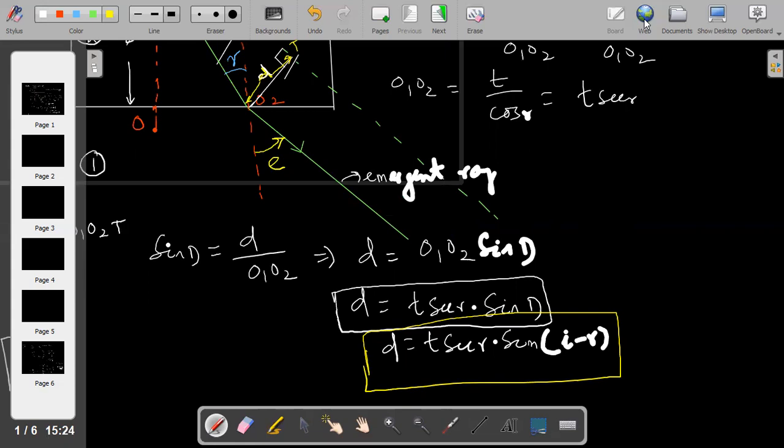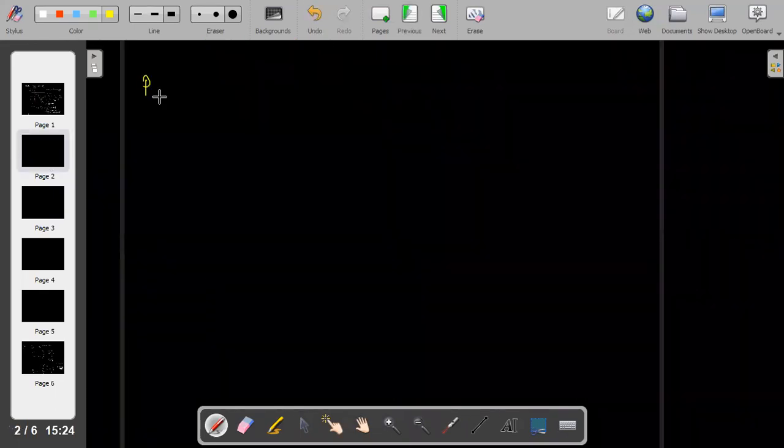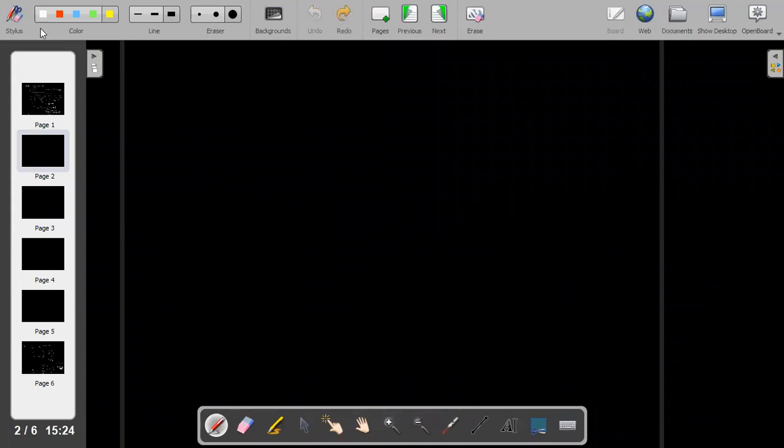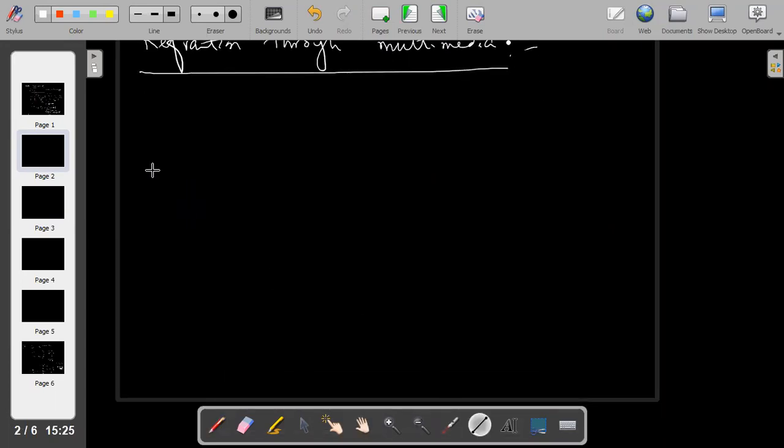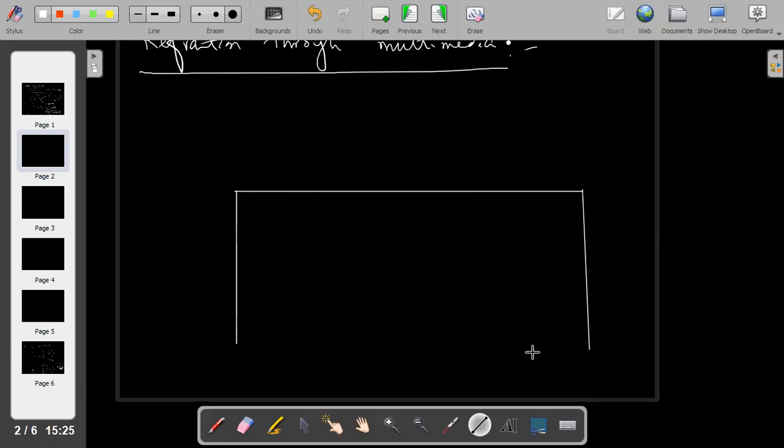लिखो. लिख दिया तो ये now refraction through multimedia, means multimedium refraction. लिखो. Refraction through multimedia. Multimedia means multimedium refraction will be there. How to find out this one? Let's see this. Refraction through multimedia means more than two media are there. How to find out that refraction? You see, three media are there.